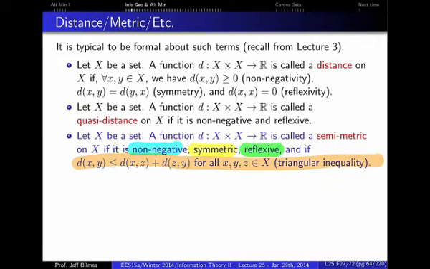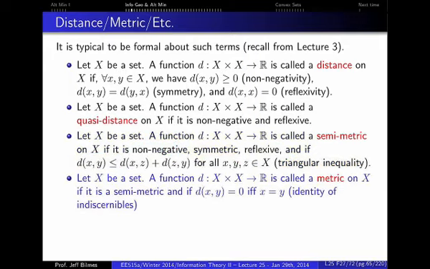So a semi-metric has this property, and then lastly, a metric is both a semi-metric and has this other strangely named property, the identity of indiscernibles. Do people know what identity of indiscernibles means? That basically means that if two guys are indiscernible, if we can't discern the difference between x and y via this function, then they have to be identical. So it's the identity of indiscernibles.